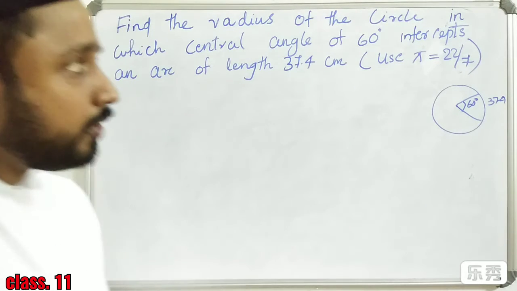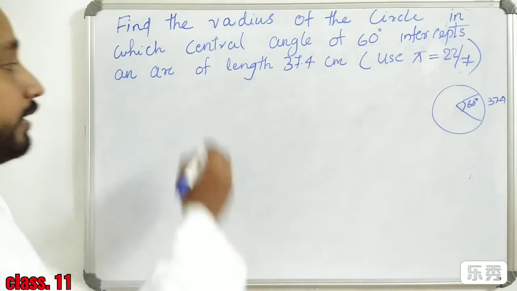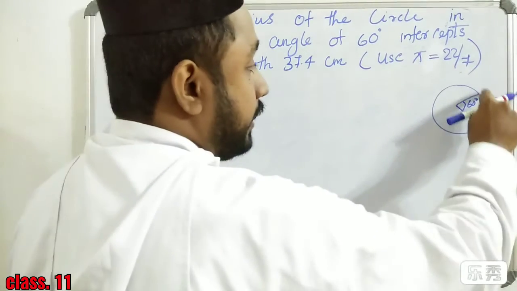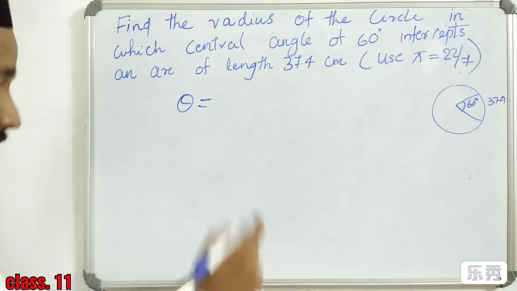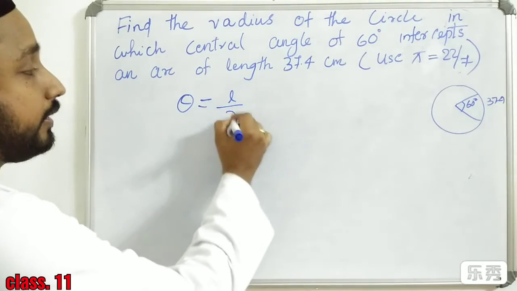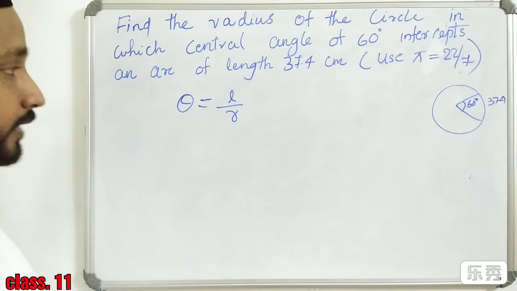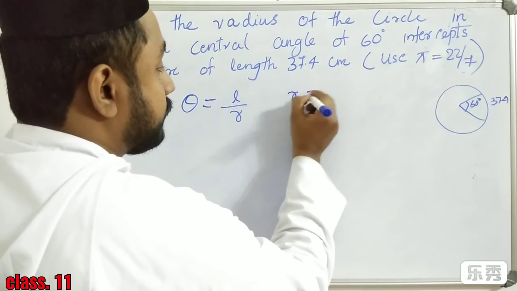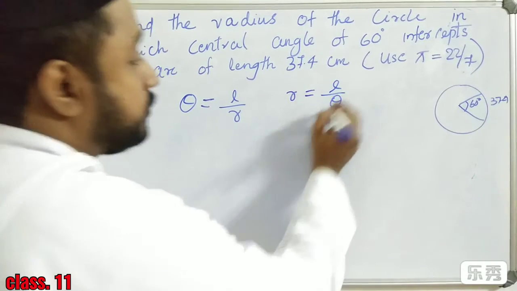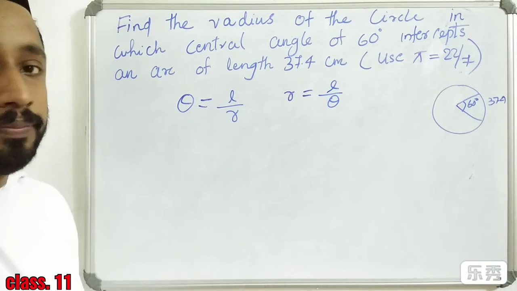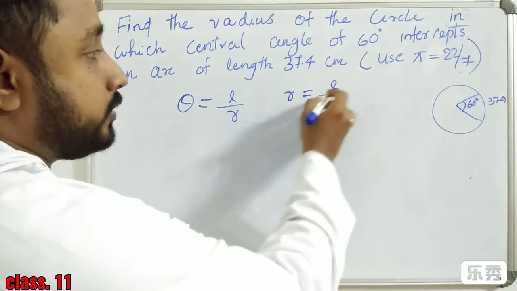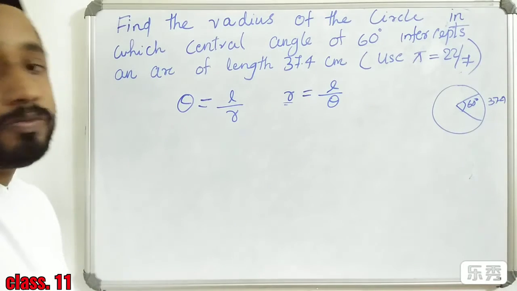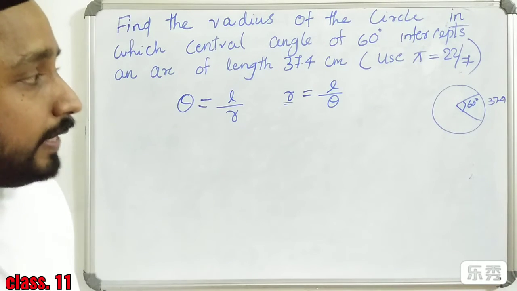So we have a formula relating the theta, radius and length of the arc. Theta is equal to L by R, or R is equal to L by theta. So we can find the radius using this formula, L by theta.